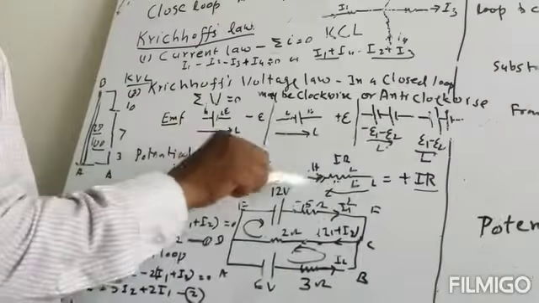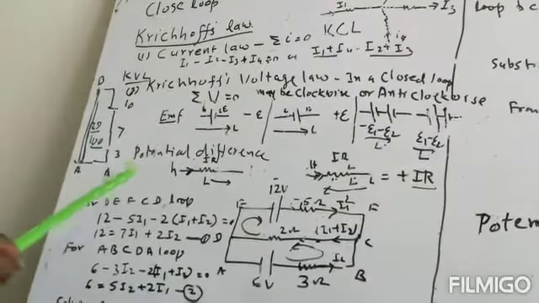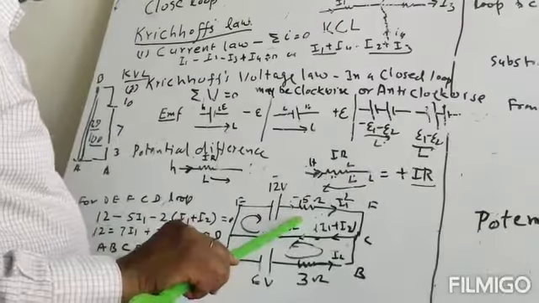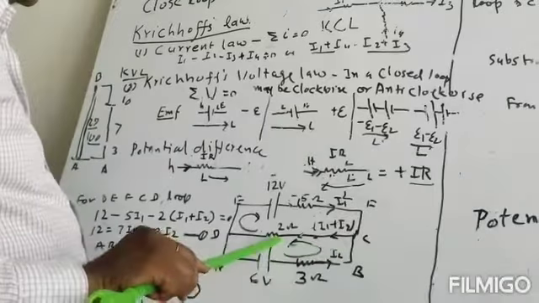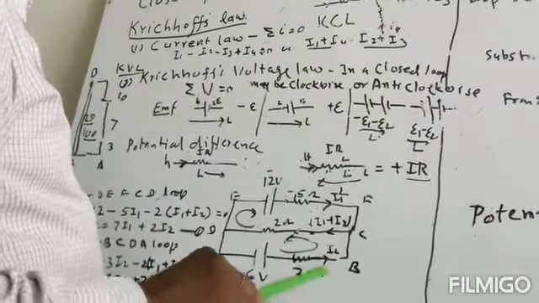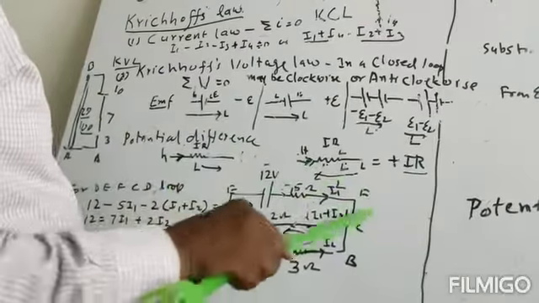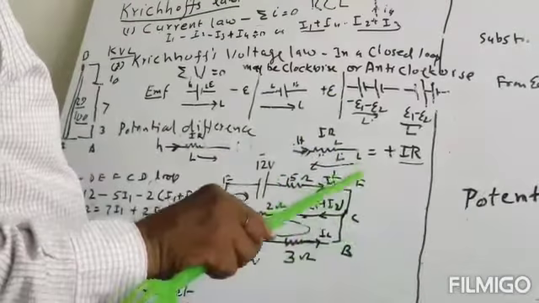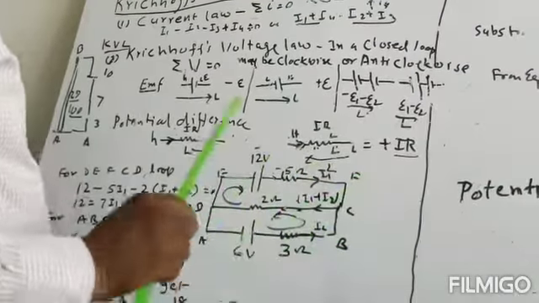We will use this for this circuit. In this circuit, there is a battery of 12 volt, a resistance of 5 ohm connected here, and here a resistance of 2 ohm, here again a battery of 6 volt and a 3 ohm resistance connected here, and so on. So this is the circuit, and such a type of circuit cannot be solved by Ohm's law or series or parallel combination. So we will use Kirchhoff's law. We will take the two loops.